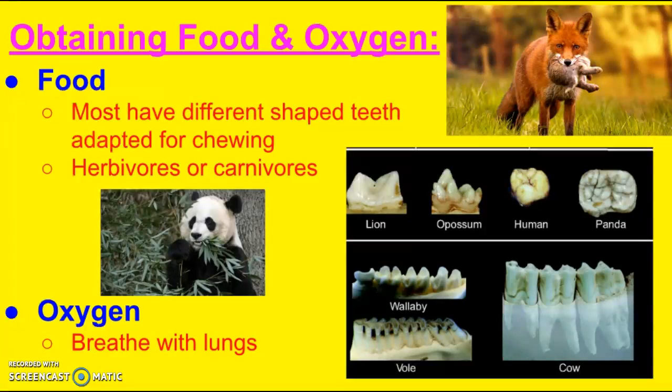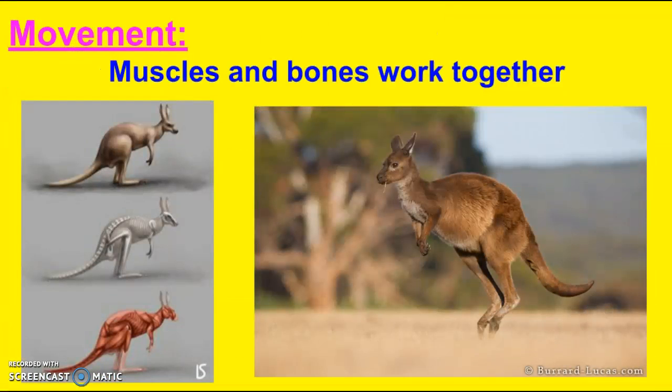And then when it comes to oxygen, mammals have lungs that help them breathe. So mammals have muscles and bones, and these work together to help the mammal move wherever it needs to. So depending on what type of animal it is, or what type of mammal, I should say, that it is, their muscles and their bones are going to work together accordingly.